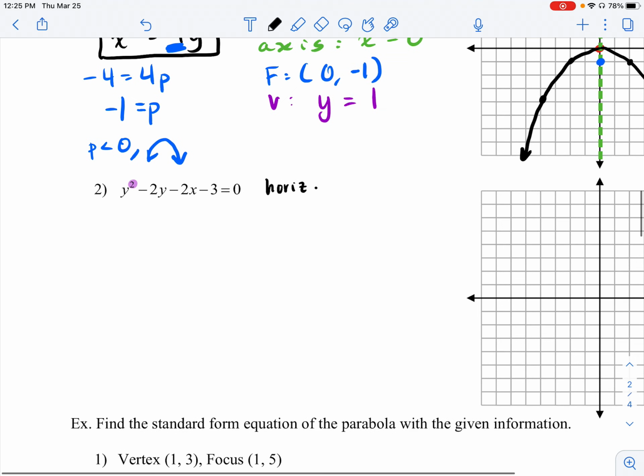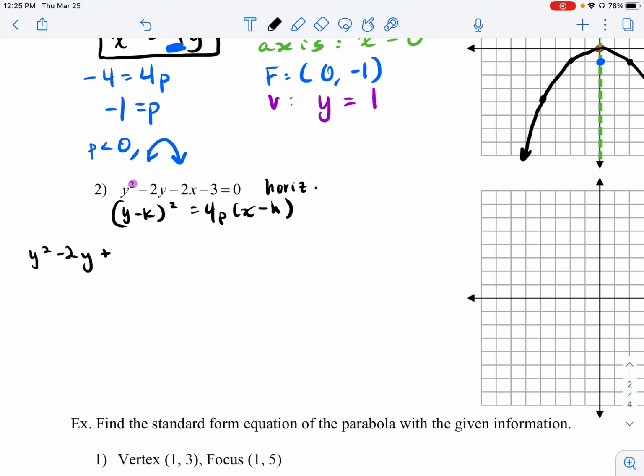So if I want this to look like (y - k)^2 = 4p(x - h), I want this equation to look like it's in this form. So again, we're going to need to complete the square. So let's write y^2 - 2y + some value, and let's move our x and constants over to the other side. So we've got 2x + 3 and plus whatever we add there in order to complete the square.